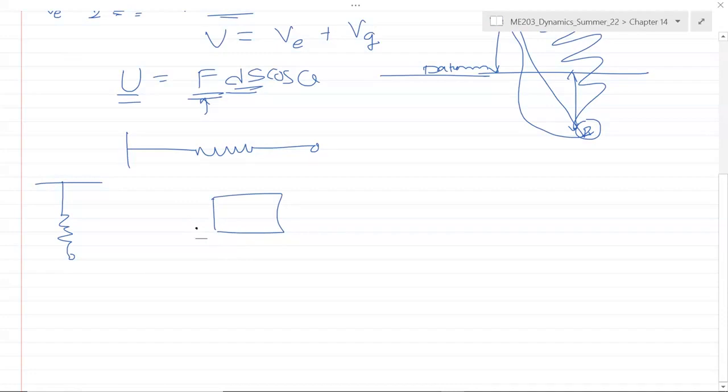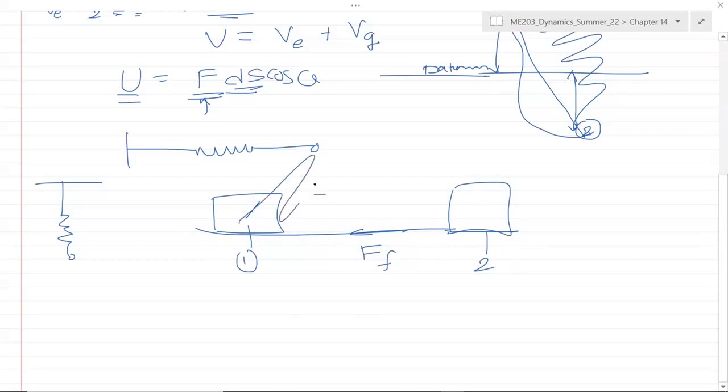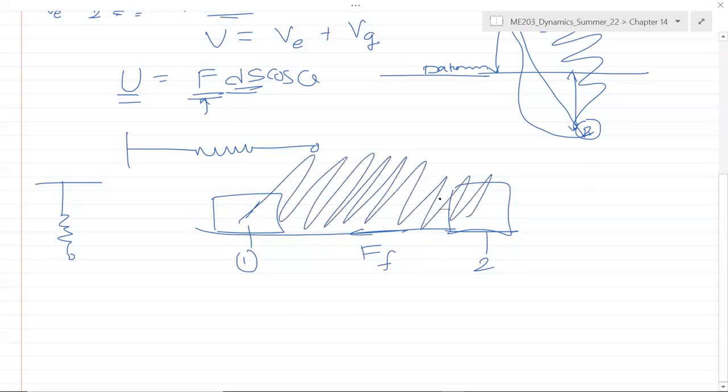Friction, on the other hand, is a non-conservative force, because if we have a particle at position 1 here and we want that particle to go to position 2, then the friction acts in the opposite direction, and the work done by friction depends on the path, how the particle goes from 1 to 2. If the particle goes through a zigzag path, then the friction force will be very different than if it goes in a straight line. So friction is a non-conservative force.